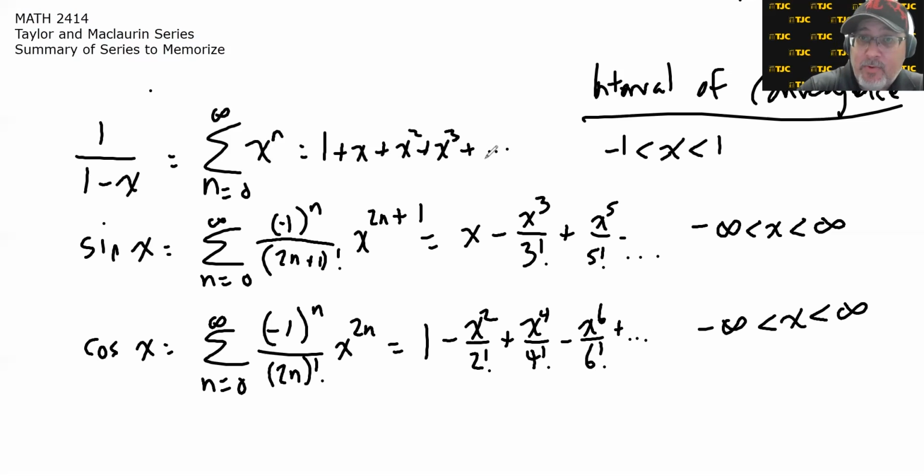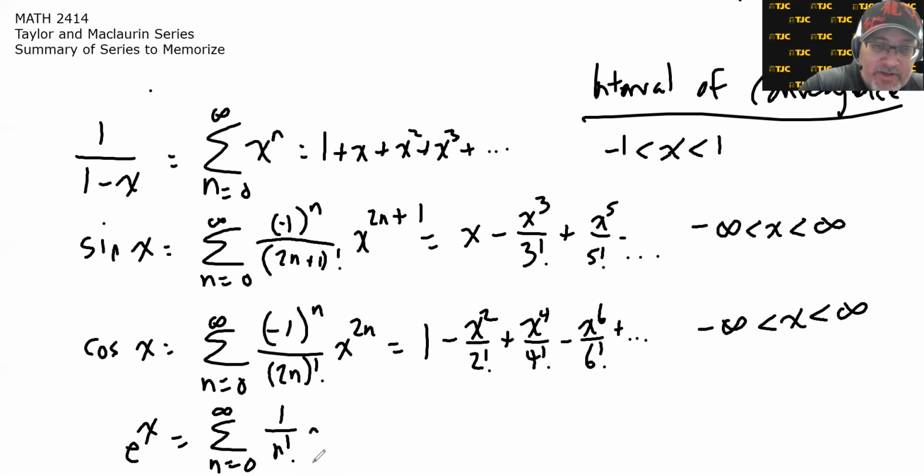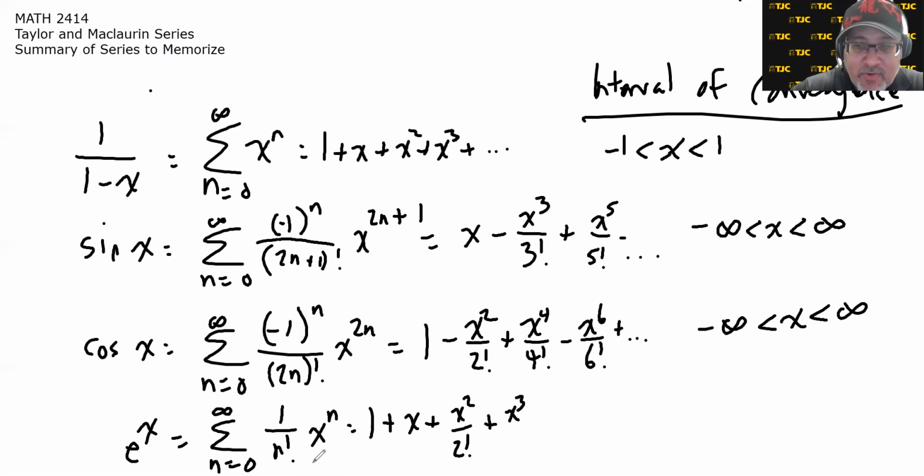Oh, I left out a super important one that I should have said before sine and cosine. That would be e to the x. E to the x is the sum from n equals 0 to infinity of 1 over n factorial times x to the n. It's not alternating, and it picks up all the positive integer powers, or all the whole number powers, I should say. And we get 1 plus x plus x squared over 2 factorial plus x cubed over 3 factorial all the way forever, and it converges for all real numbers.